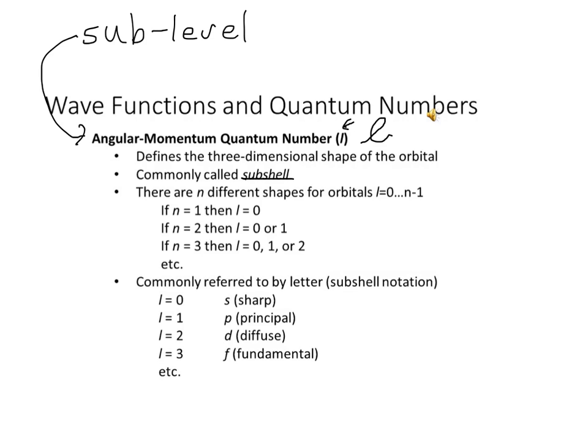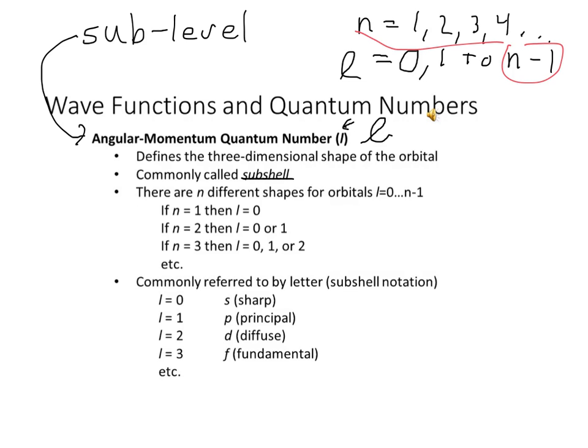Your angular momentum quantum number is described numerically, just like your principal quantum number. Principal quantum numbers can have values of 1, 2, 3, 4, positive integers. The value of your angular momentum quantum number is also an integer, but they start with 0. They can have values of 0 to n minus 1. You can tell that your angular momentum quantum number represents a subdivision of your principal quantum number n because its value is dependent on the value of the principal quantum number.